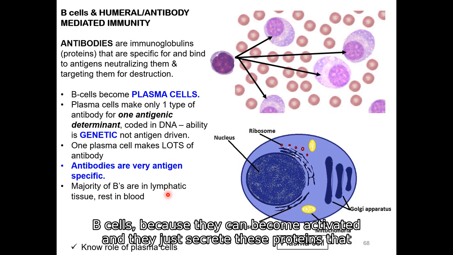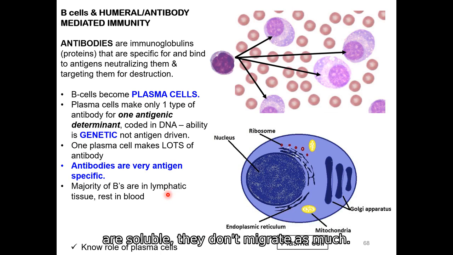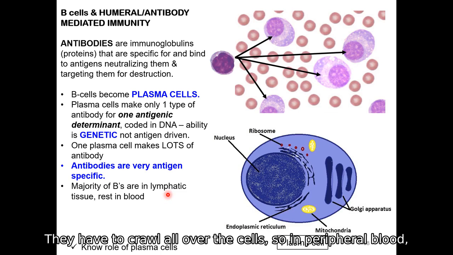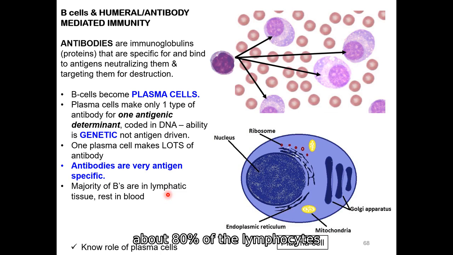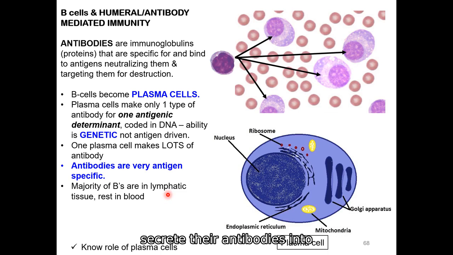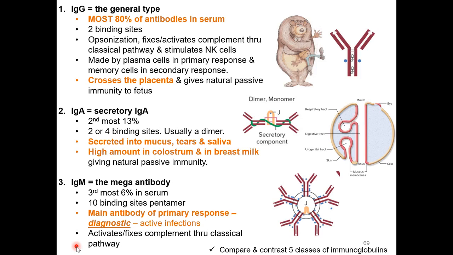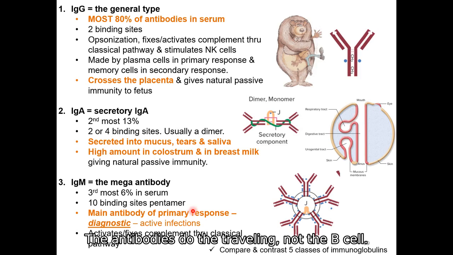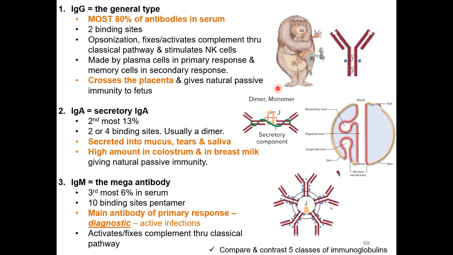B cells, because they can become activated and then just secrete these proteins that are soluble, don't migrate as much. Like the T cells, we just watched it. They have to crawl all over the cells. So in peripheral blood, about 80% of the lymphocytes are actually T lymphocytes. Okay, the B cells can just post up in lymphatic tissue and just secrete their antibodies into lymph and tissue fluid and in the blood. So the antibodies do the traveling, not the B cell.